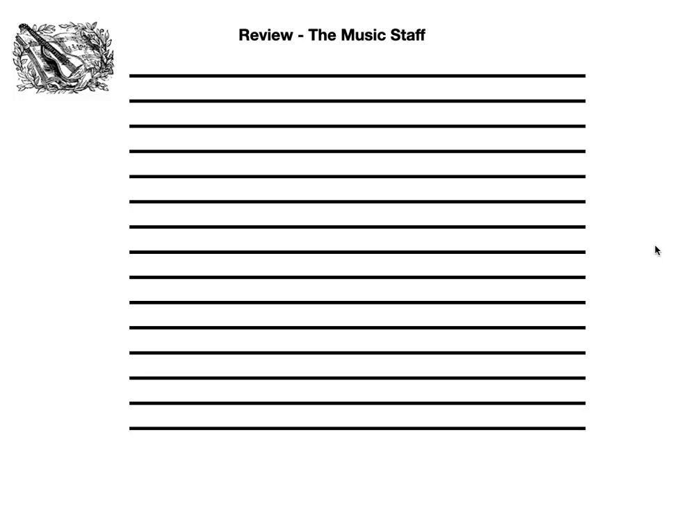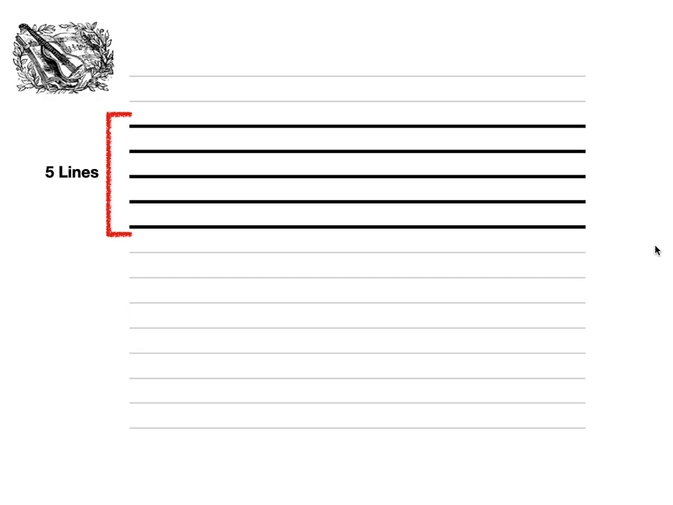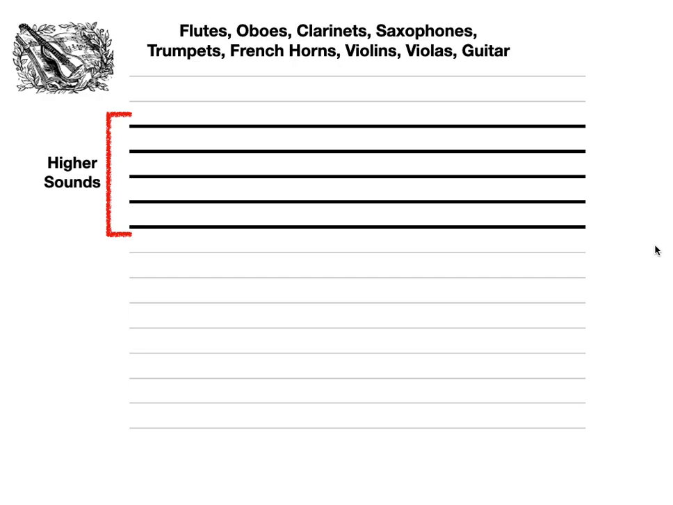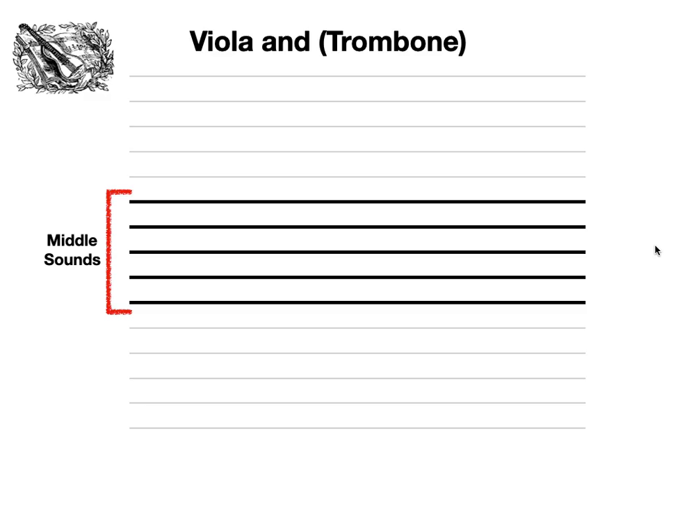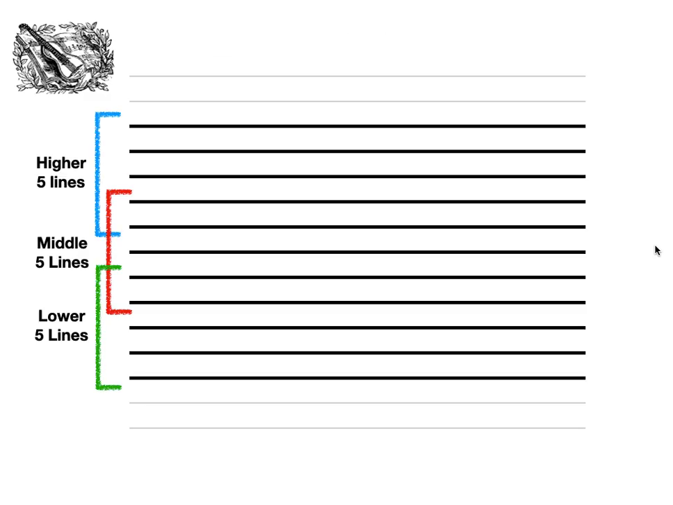Quick review, we used lots of lines and spaces, reduced down to 5. We have higher sounds, lower sounds, and mid-range sounds. So we need clef signs to distinguish between whether it's a higher set of sounds, lower sounds, or mid sounds. And you can see they start to overlap. Okay. The 5 higher lines, the 5 middle range lines, and the 5 lower sounds.